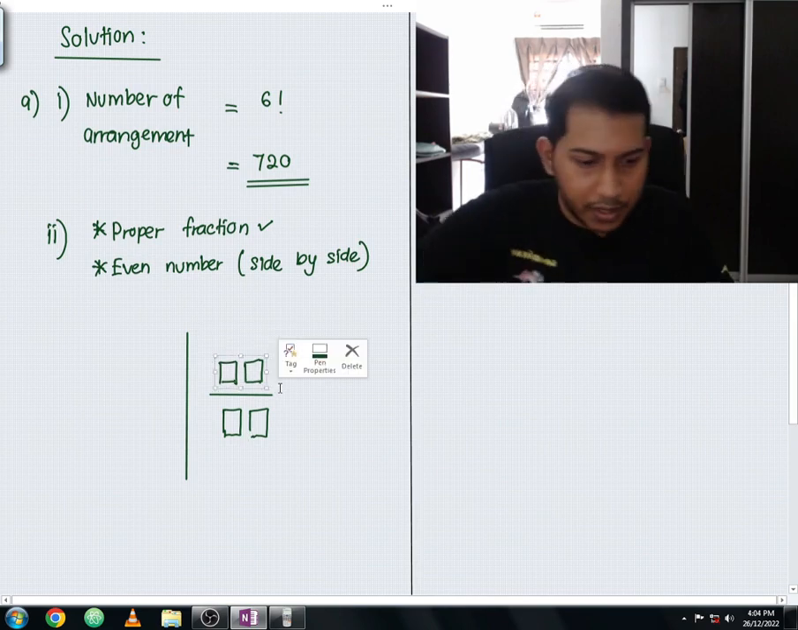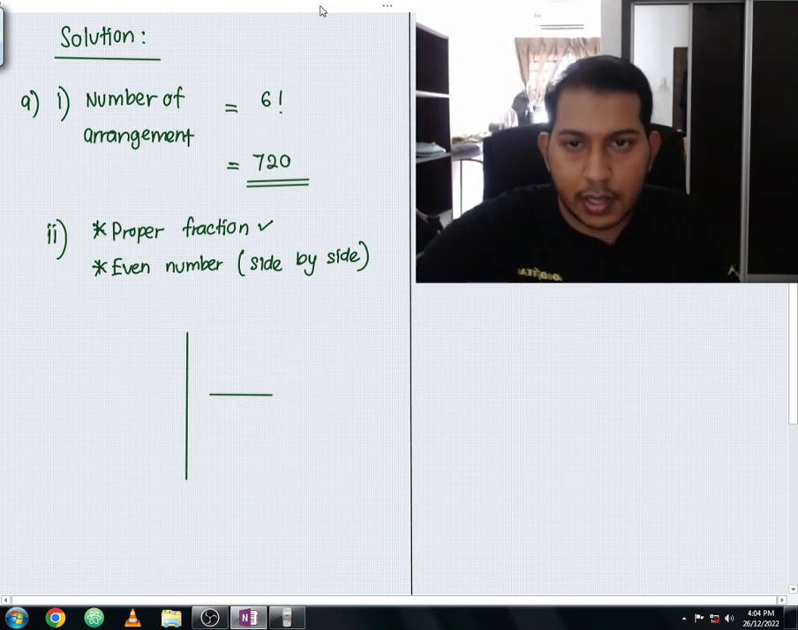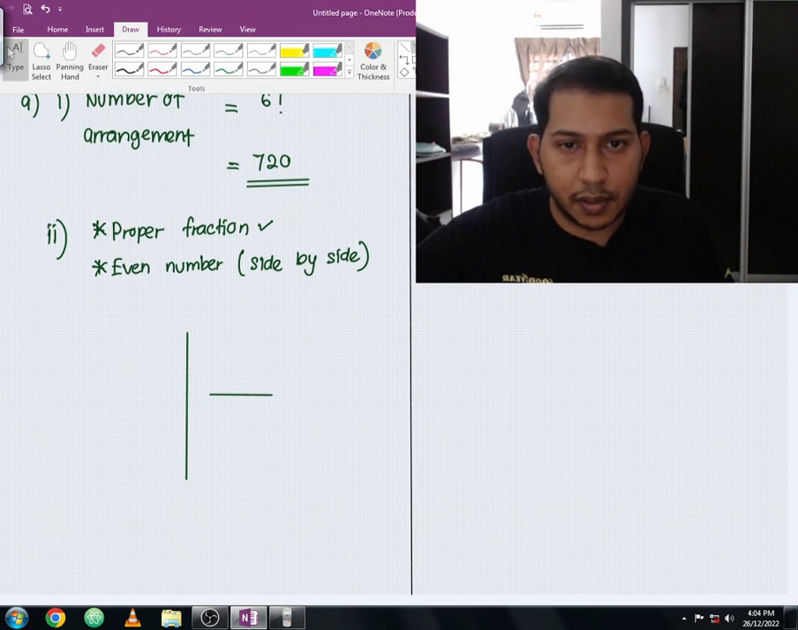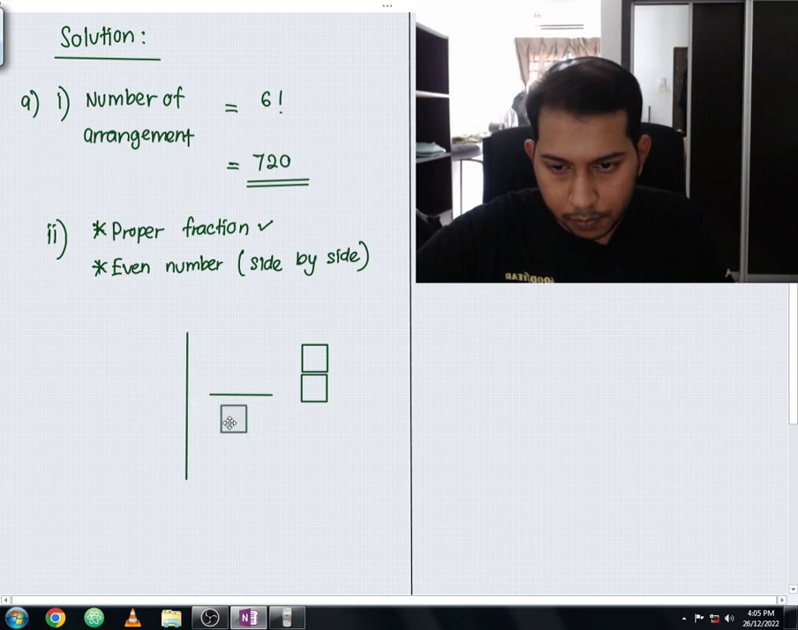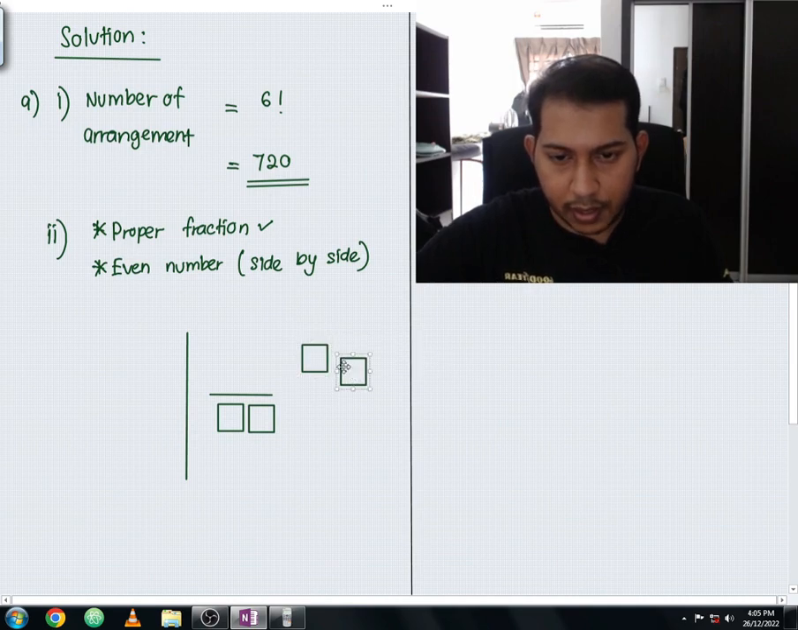You know what, let me just delete this and draw a square, easier. Just copy paste this. So two cards as the denominator, two cards as the numerator.